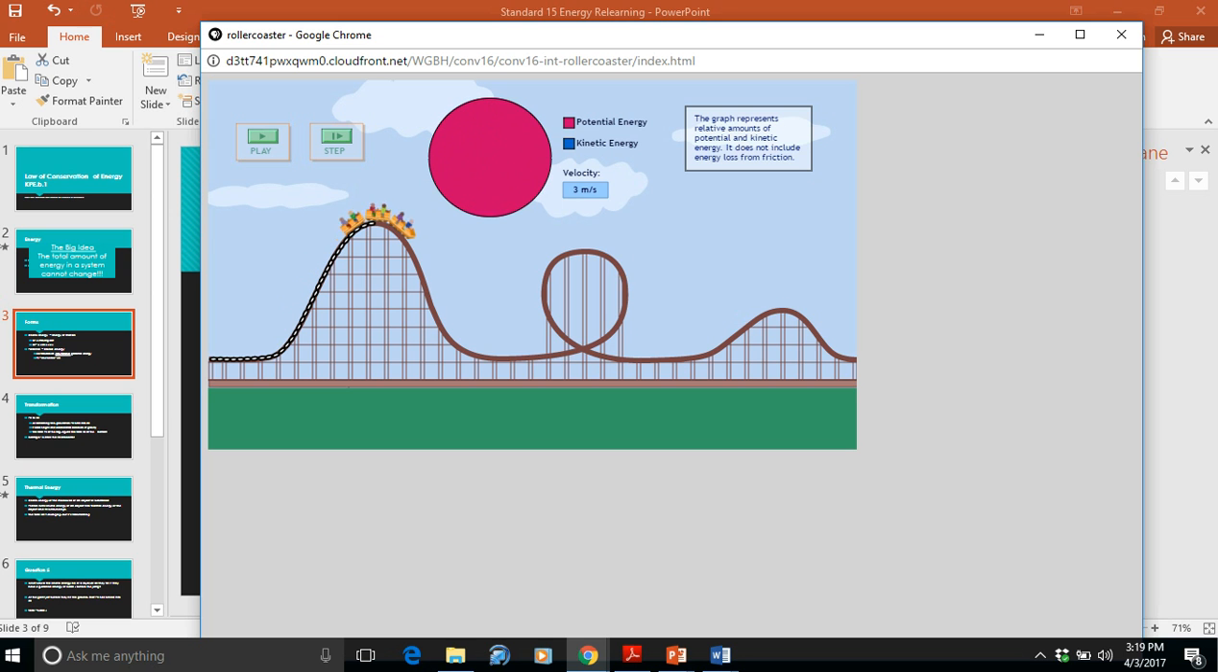Now, as the roller coaster goes, it transforms from potential to kinetic and back again. And we can step through this. So we're going to watch it. Again, work is being done. This is not happening just by accident, but this is actually demonstrating there's a chain that pulls the roller coaster up to the top. Once the roller coaster is here, the chain doesn't do any work.